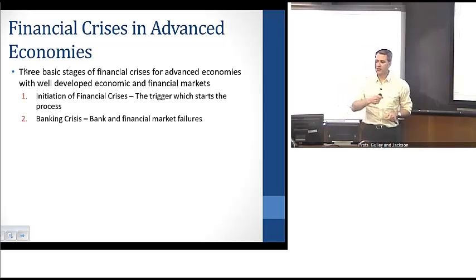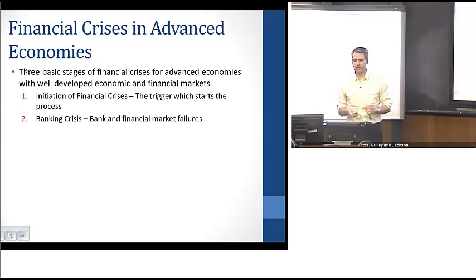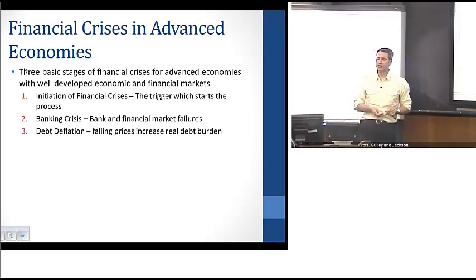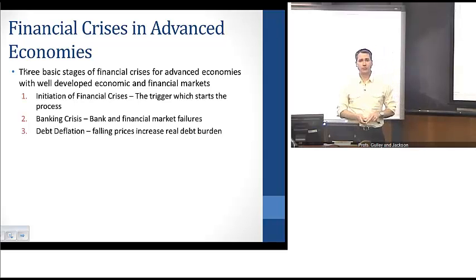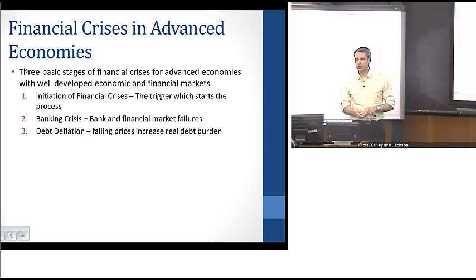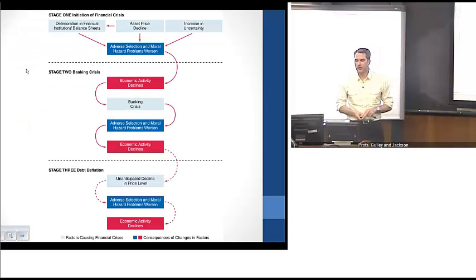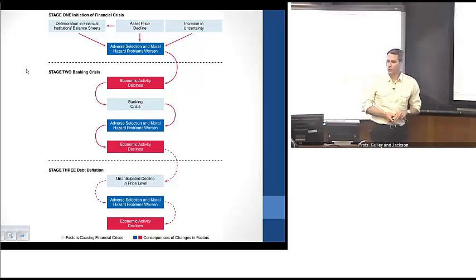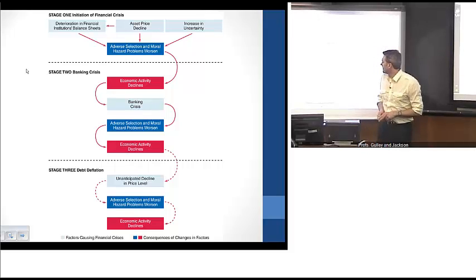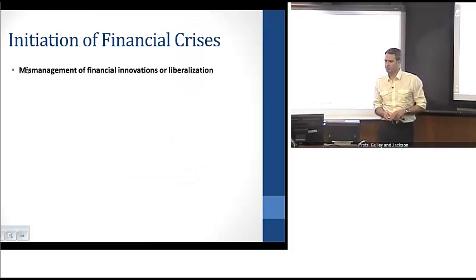The second stage is that trigger eventually leads into a banking crisis where you have bank and financial market failure. And it could be the case, not always, but it could be the case that could lead to a third stage, which is referred to as the debt deflation stage. And so in essence, you have falling prices, and that increases the real debt burden on households and firms, which leads to further contraction. This is a schematic of what these three stages look like, and I'm going to talk through each of these stages just briefly, so we'll go through these one by one.